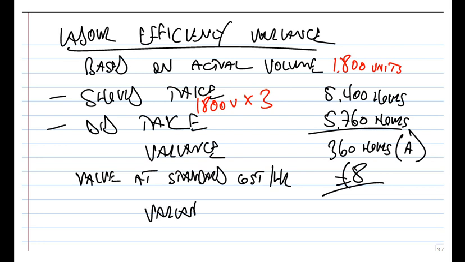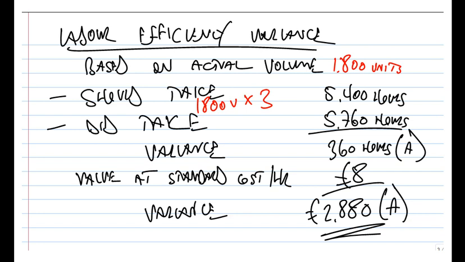And so my variance actually converted into pounds, well, 360 hours at £8 is 2,880, and that would still be adverse. They took longer than expected. That's going to cost me more money. So 2,880 is the adverse labour efficiency variance.